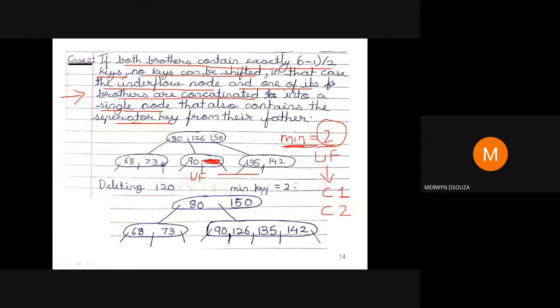Now if I'm merging these two nodes, I will have this key also. So this key is separating both the brothers. What I'll do is I'll take this 126, I'll put it down, and I'll merge these four values into one node. So I will have 90, 126, 135, 142, like it is shown here. Once I have done that, this will not be there here.